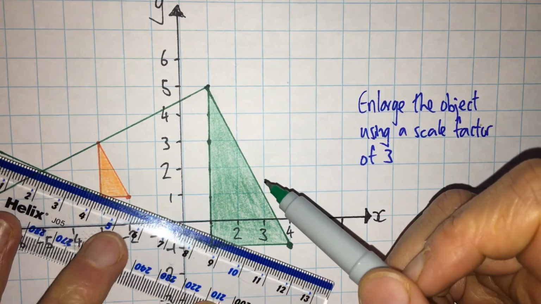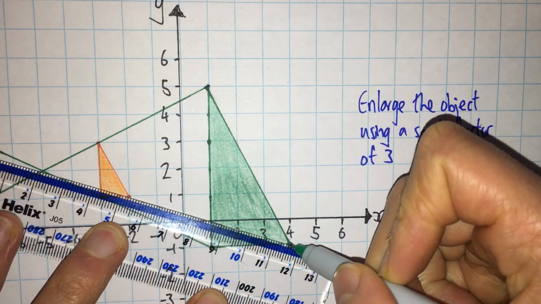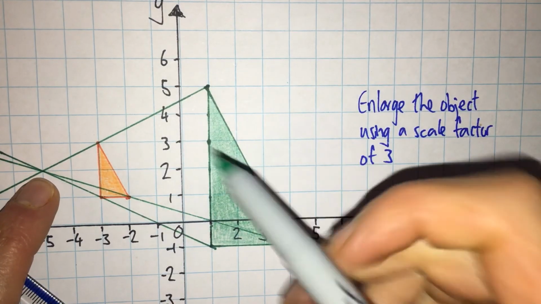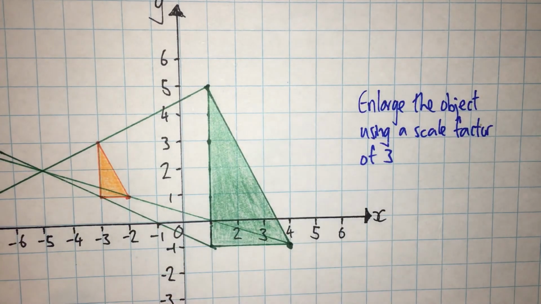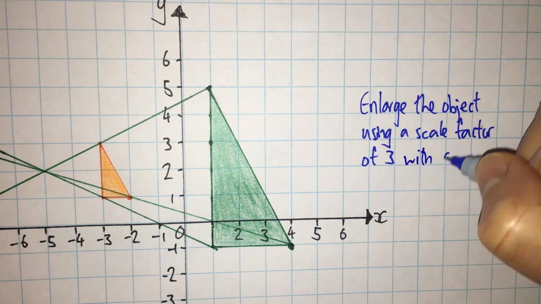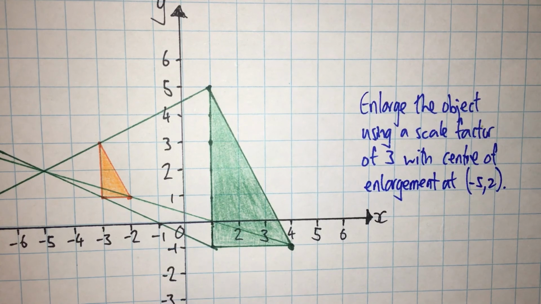And we'll check with the 3rd point here as well, and just make sure they all line up. Might draw it on this time. And then we can see that all 3 lines agree that that is the centre of enlargement, which is at -5, 2. And that's that transformation fully described.